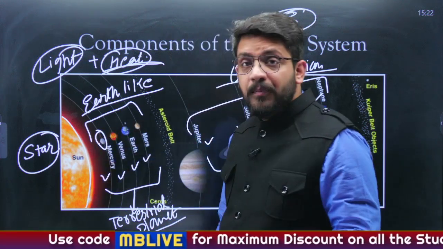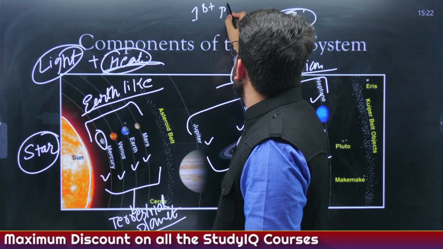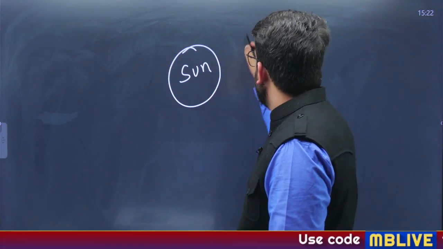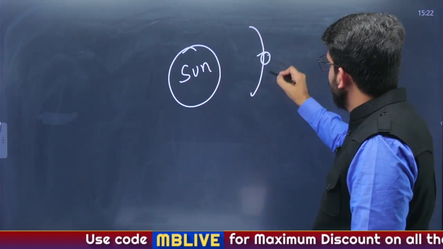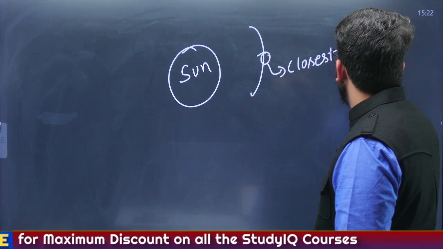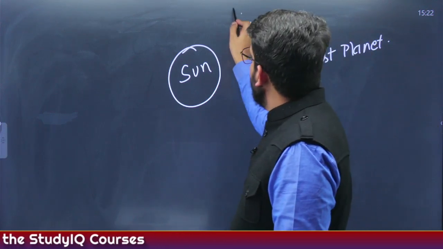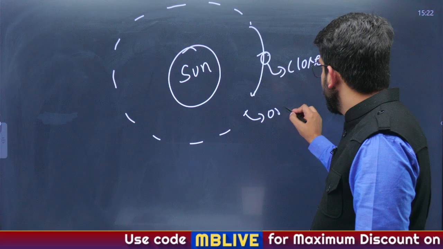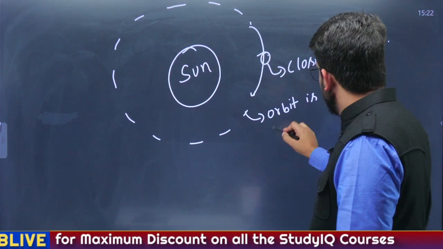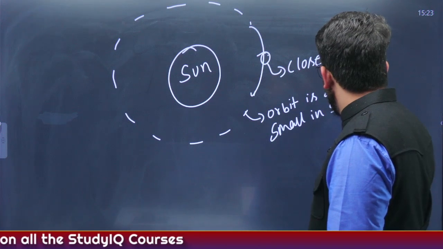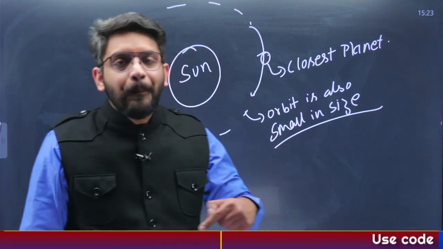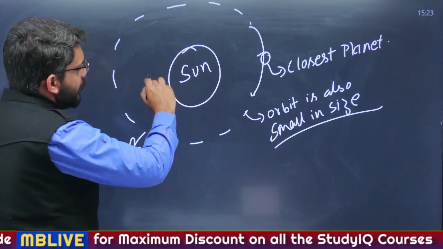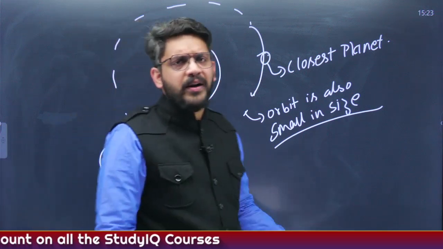First, Mercury. Mercury, as it is the first planet, is very close to the Sun. This is your Sun, and this is Mercury. Mercury is the closest planet, first thing. Second thing, if it is very close to the Sun, the orbit is also very small in size. If the orbit is very small, that means it will complete the revolution in a very small amount of time. That's why the time taken by Mercury to complete one revolution is very less. Why is it less? Because the orbit is very small.